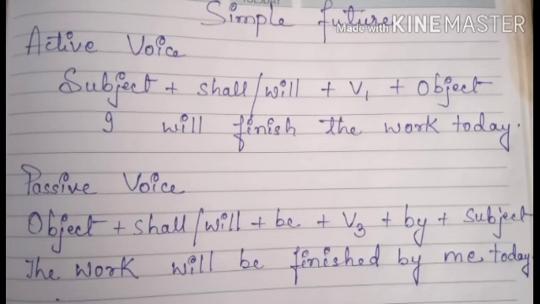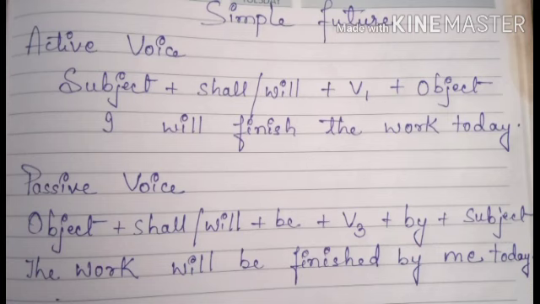Now, we have simple future. The structure of active voice will be subject plus shall or will, then V1 and then the object. For example, I will finish the work today. Now, you can see here I is the subject and the object is what? You will finish what? The work. So the work is the object here.